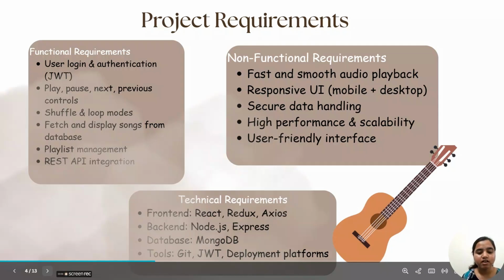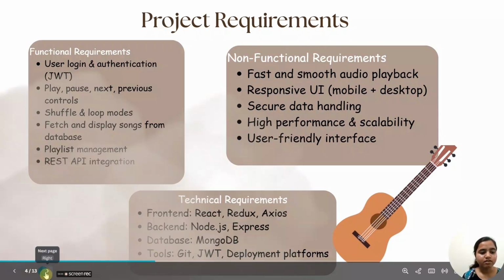Non functional requirements focus on the quality and performance of the system. These include fast loading and smooth performance, responsive design for both mobile and desktop devices, secure data handling, high performance and scalability, and clean and intuitive user interface. Next, the technical requirements. Frontend: React, Redux. Backend: Node.js, Express. Database: MongoDB. Tools: Git and JWT.